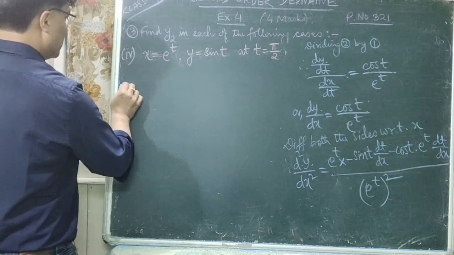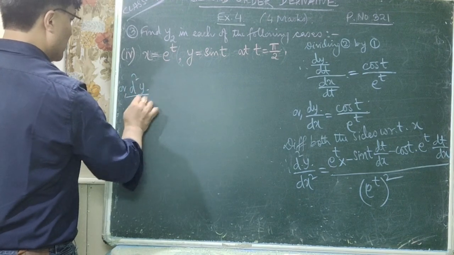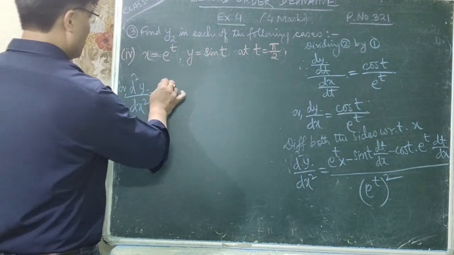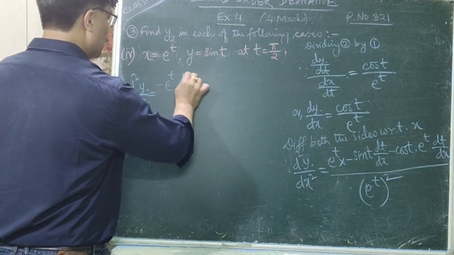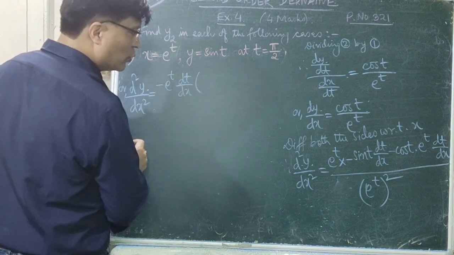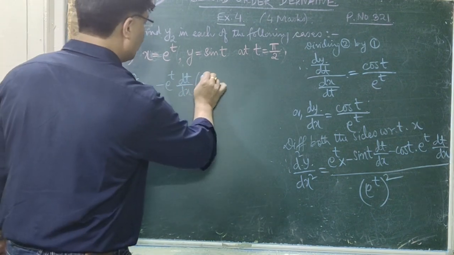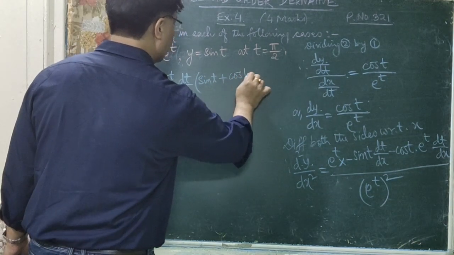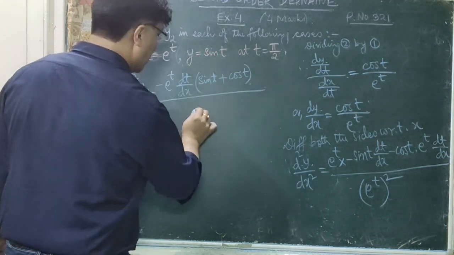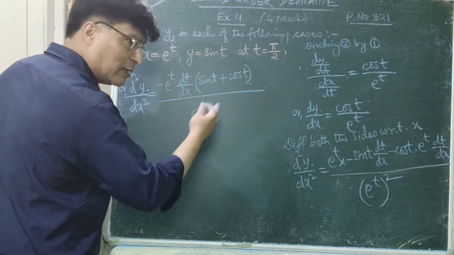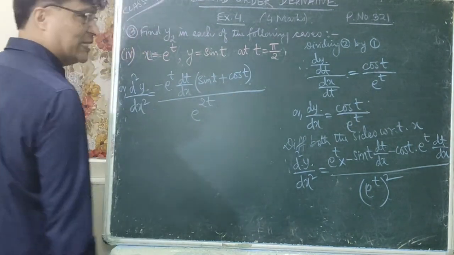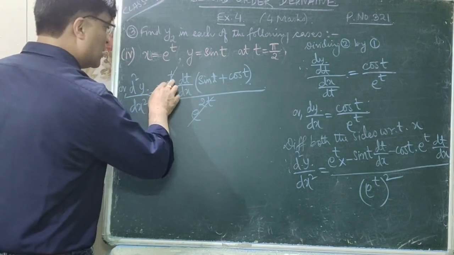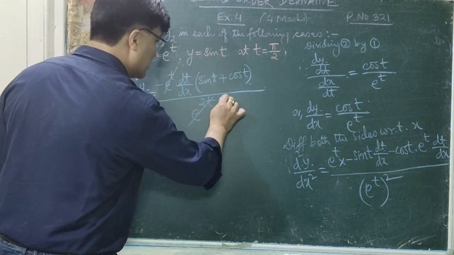Now you have to simplify it. d2y by dx square is equal to, what is common here in the numerator? Minus e to the power t into dt by dx is common. So within the bracket, what do we have? We have sine t minus into minus plus cos t, whole divided by e to the power t whole square. Powers will be multiplied, that is e to the power 2t. Clear? So now we can cancel it. e to the power 2t and e to the power t cancel. It is e to the power t.